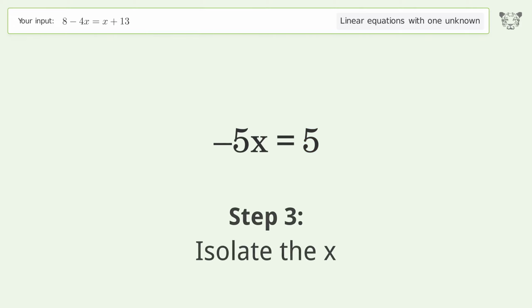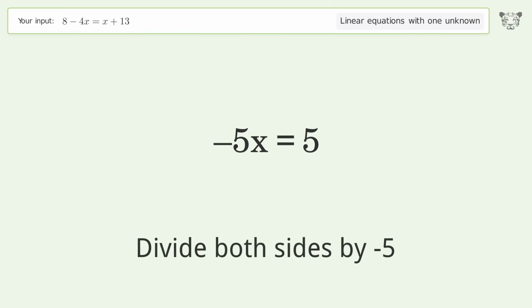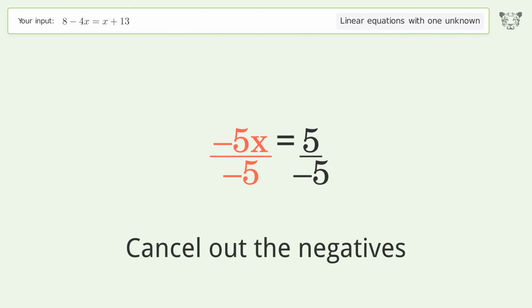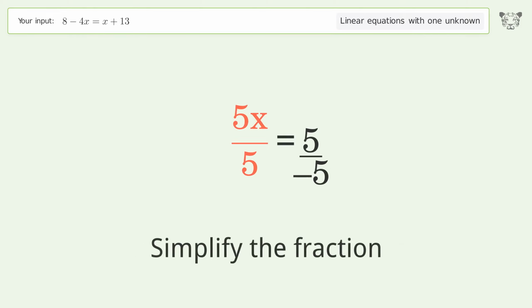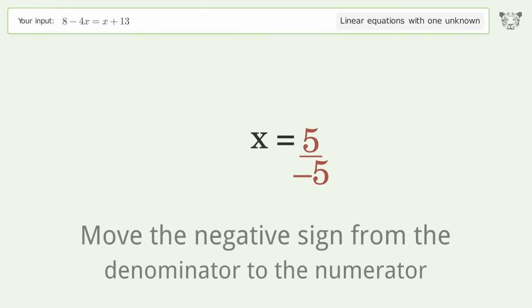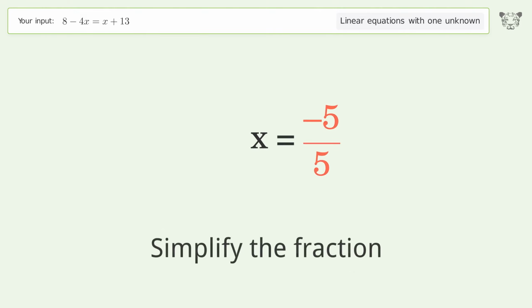Isolate the x. Divide both sides by -5. Cancel out the negatives. Simplify the fraction. Move the negative sign from the denominator to the numerator. Simplify the fraction.